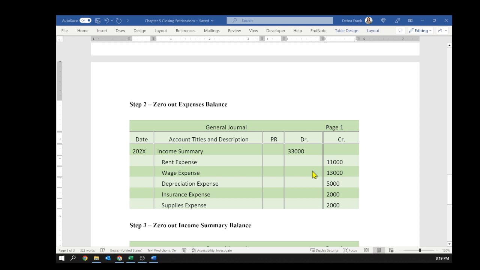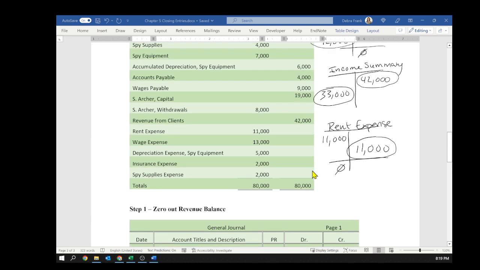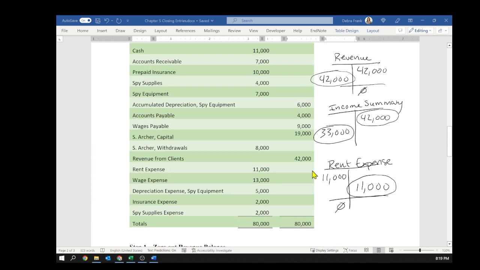All right, so next we have step 3, close out the income summary balance. So we have this new account that we made just to keep us organized, and that was the income summary. And we can see that it has basically our income statement items. It has our revenue for 42,000, and it has all our expenses for 33,000. So we're going to close out its balance. Well, we've got to find the balance that it has, and we can go and verify.